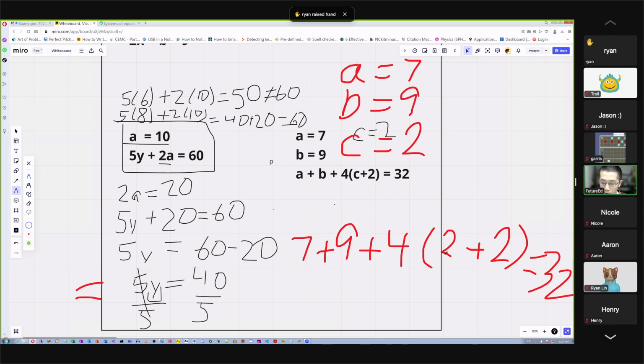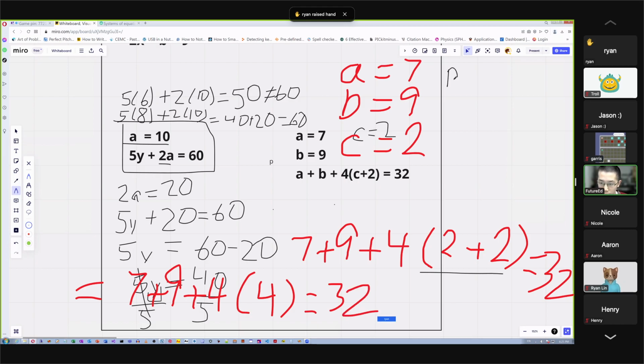And according to BEDMAS, Ryan, what should you be doing first? Exactly. So because BEDMAS, B stands for brackets. So whenever we see brackets over here, these two curly arm thingies or parentheses, those are the things we have to tackle first. So 2 plus 2 is 4. And now he's back up to the top. We have 7 plus 9 plus 4 times 4.